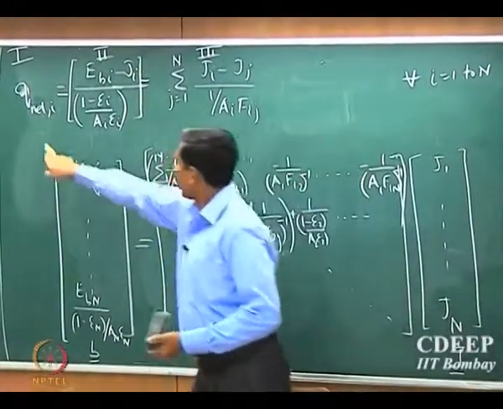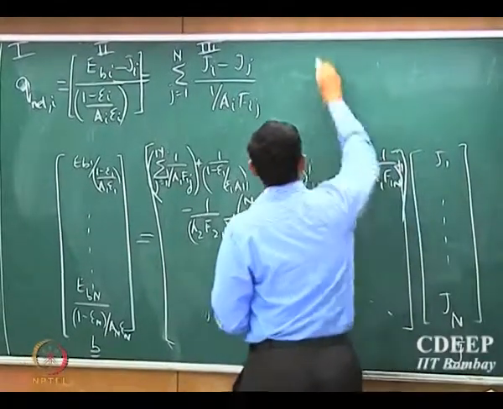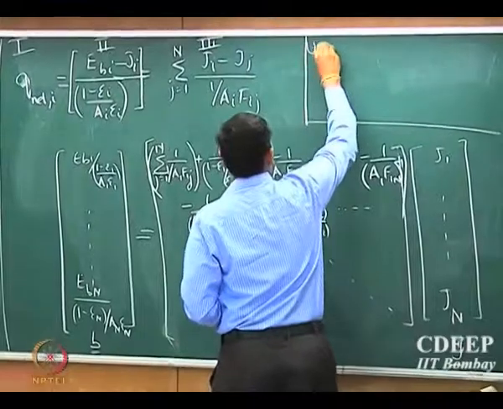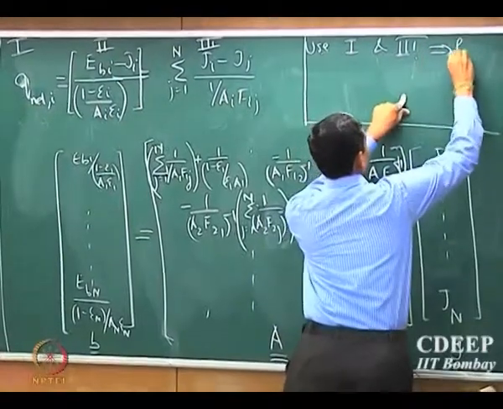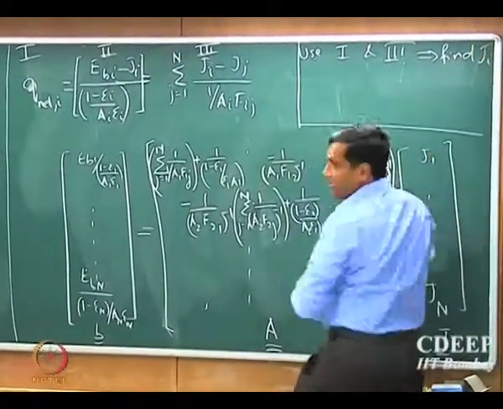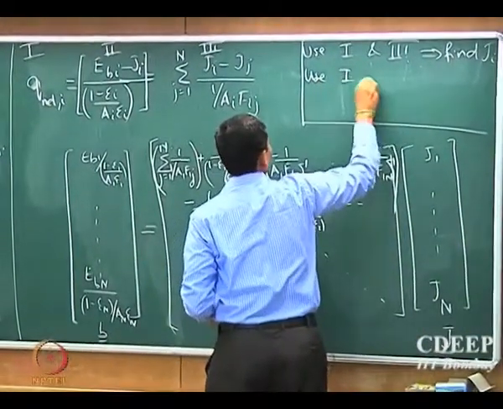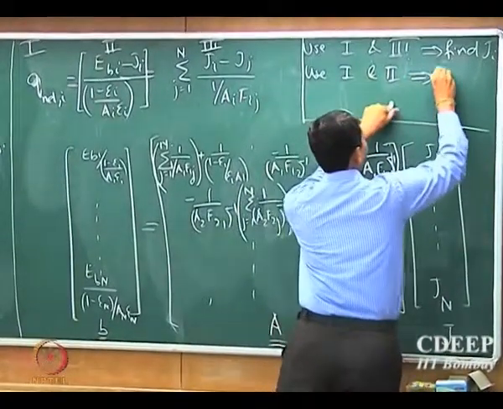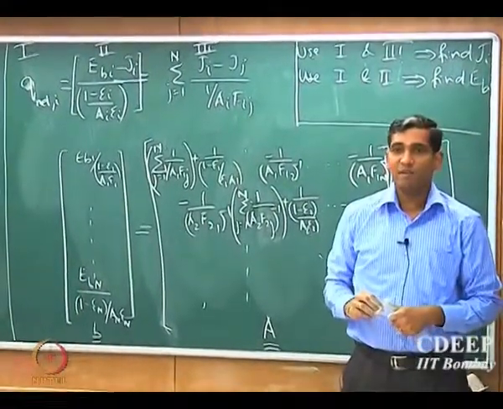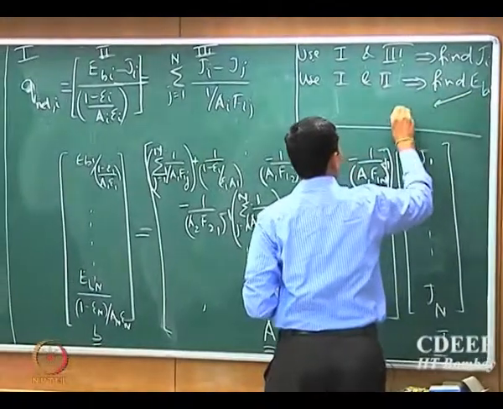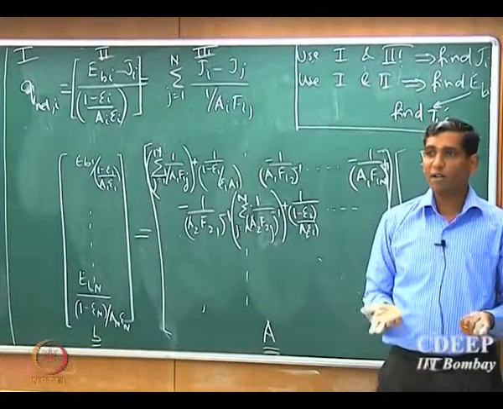Now what I can do is I can equate the first and the third. So use term 1 and 3, and find Ji. Find all the total emissivities. Then use 1 and 2 and find Ebi, okay. So you can find Ebi. So once you know Ebi, from here you can find temperatures. That's it. So the algorithm is very simple.